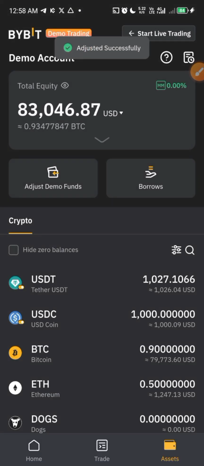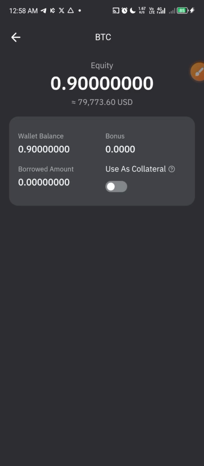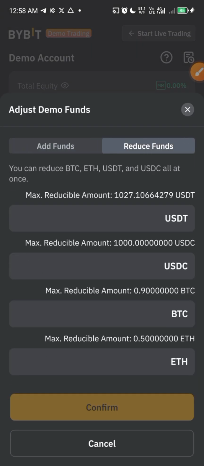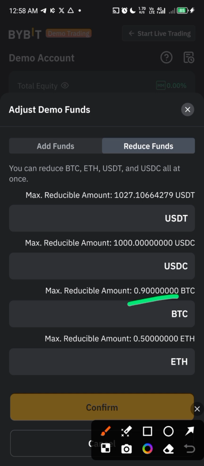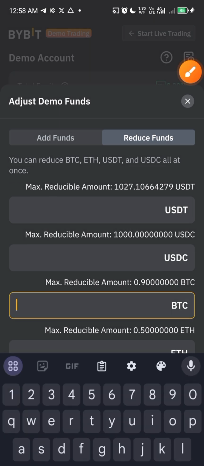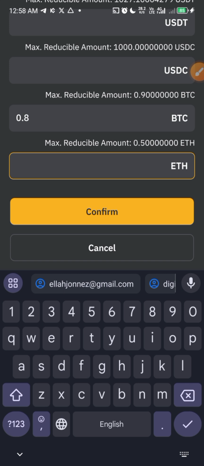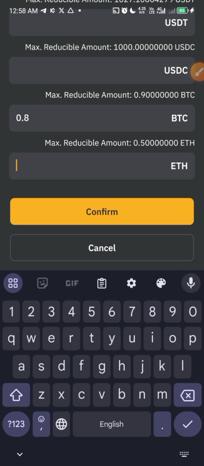So the idea is for me to reduce it to an amount. Okay, sorry. What I did, I just removed 0.1. So I was supposed to, let me go back to adjust demo again, reduce fund. So I was supposed to remove 0.9 from the Bitcoin. What I removed was 0.1. You can see it here. So let me remove 0.8 now. So I want to just leave 0.1, and then here I want to remove. Okay, let me leave it at that because it's 0.5 I wanted to use, right?